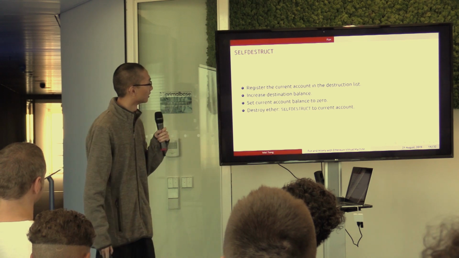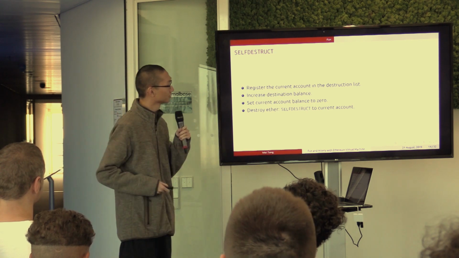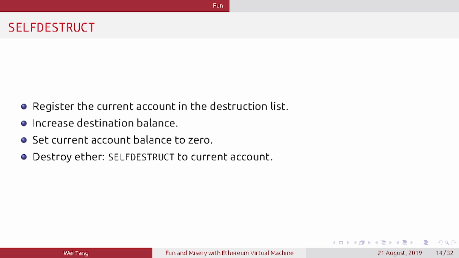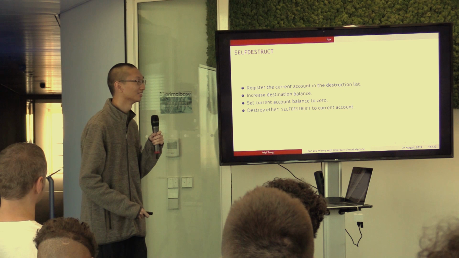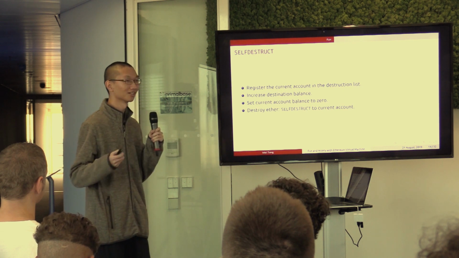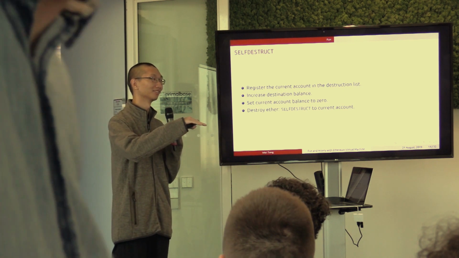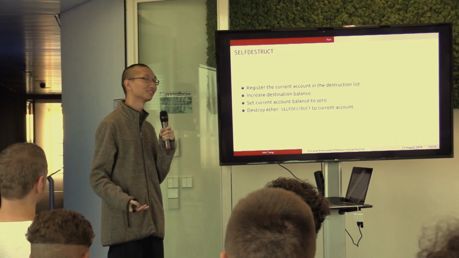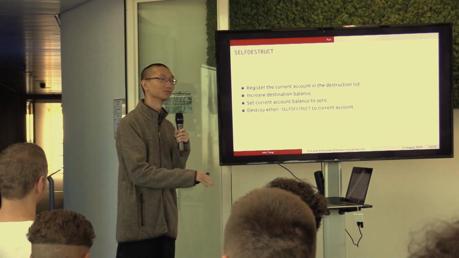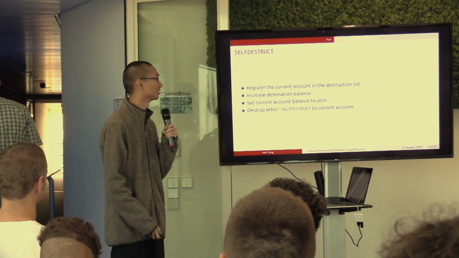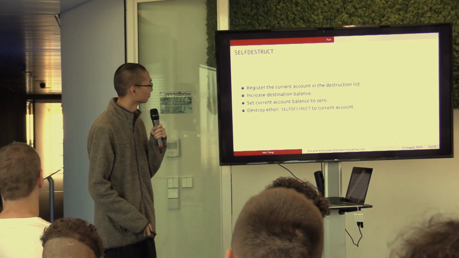this opcode will, of course, register the current account in the destruction list, and it will first increase the destination balance, and then it will set the current account balance to 0. So if you set the destination the same as the current account, then it will first increase the current account balance by the balance amount, and then it will set the current balance to 0. So you're effectively destroying some Ether.